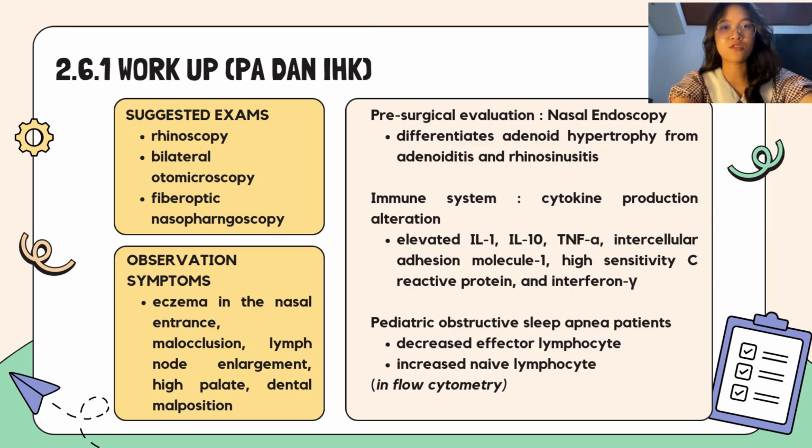The condition is linked to immune system alteration, especially in cytokine production. Increased interleukin or IL-32 levels may play a role by inducing inflammation and promoting pro-inflammatory cytokines. Elevated markers such as IL-1, TNF-alpha, and interferon gamma are also found in patients, while pediatric cases may show changes in lymphocyte population associated with obstructive sleep apnea.